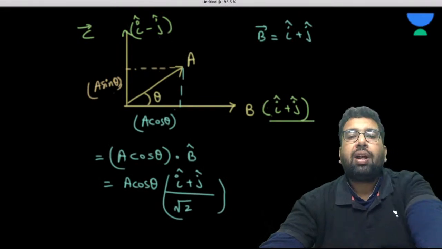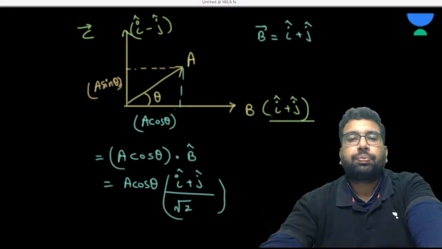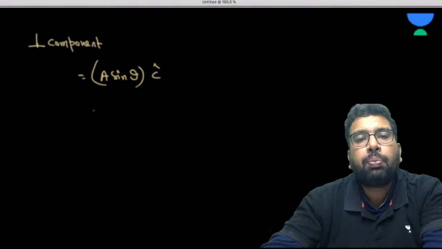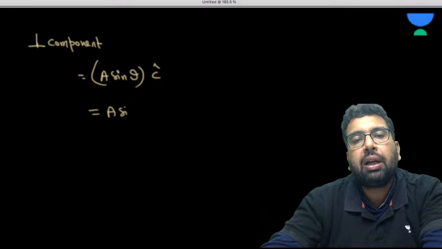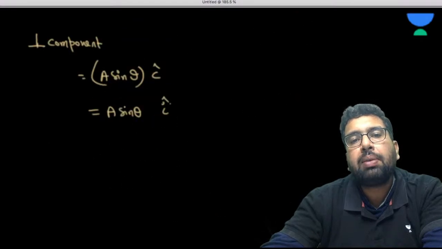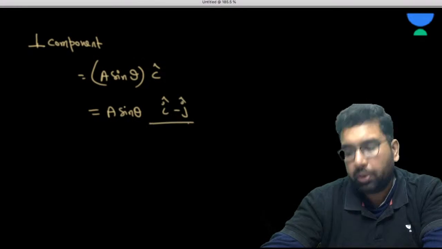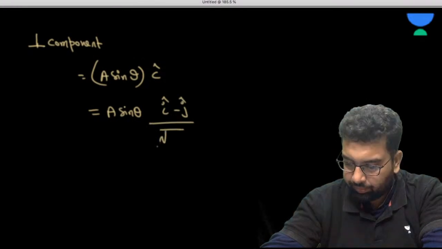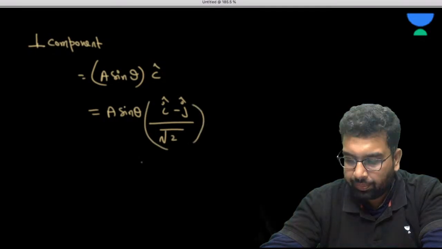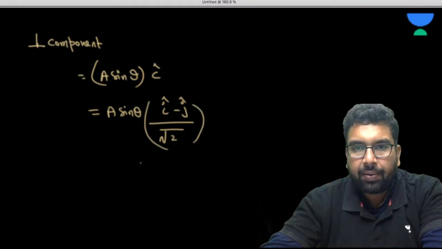So every vector has a magnitude and a direction, right? Now this is going to be C cap. So this is going to be A sine theta. What is C cap? Unit vector. So unit vector is (I minus j cap) upon root 2. Okay, clear? Please answer me.